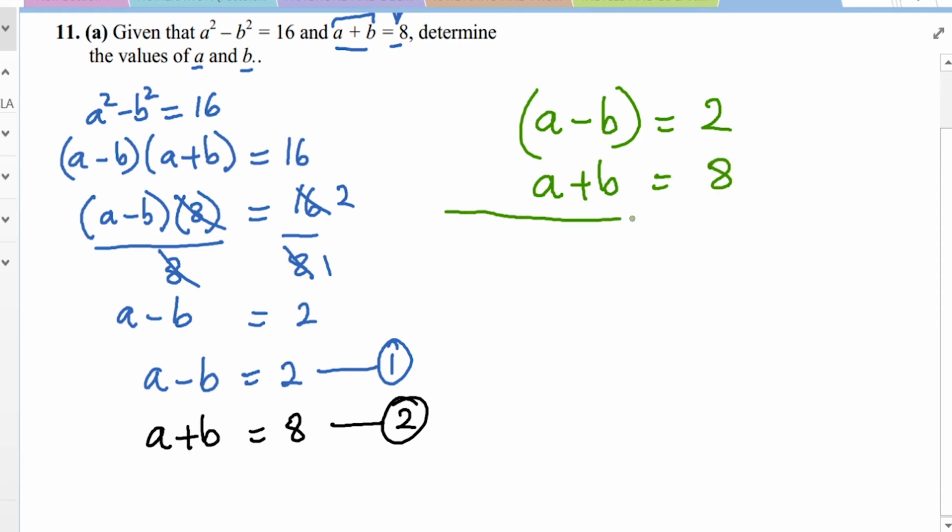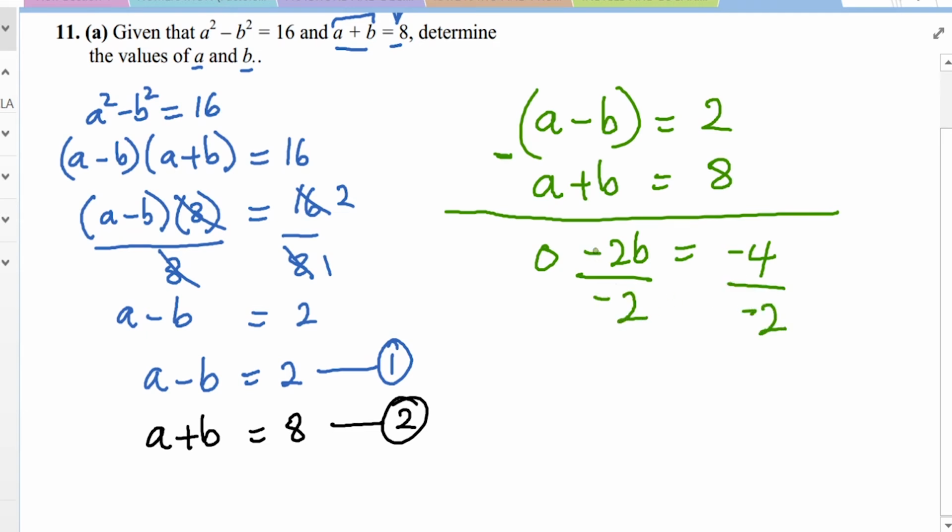So let's use the elimination method. Let's subtract the two equations. A minus a is 0. Negative b minus b is minus 2b, which is going to be equal to 2 minus 8, which is going to give us negative 4. Divide both sides by negative 2, so that this goes with that, this goes with that, and we remain with our value of b. Negative 4 divided by negative 2 is 2. So our value of b is 2.